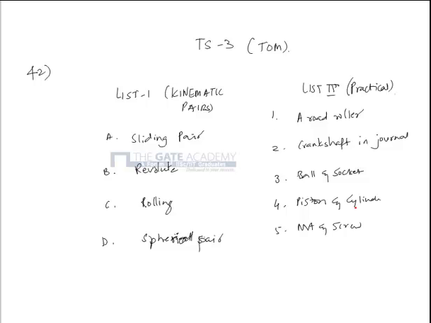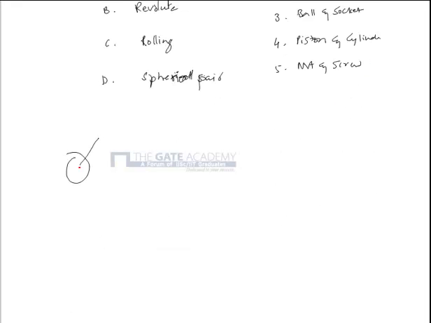So let me just draw each of these practical examples. A road roller is something like this. This is a road and it rolls. So this is your road roller, and the crankshaft in a journal bearing is something like this. You have the shaft and you have the bearing here, and you have the shaft.